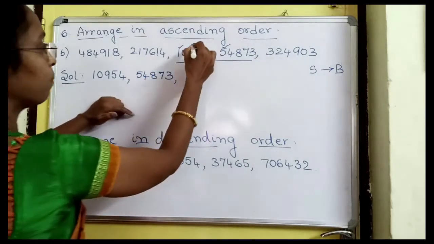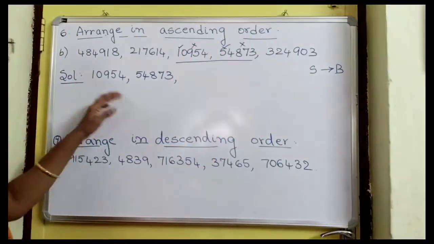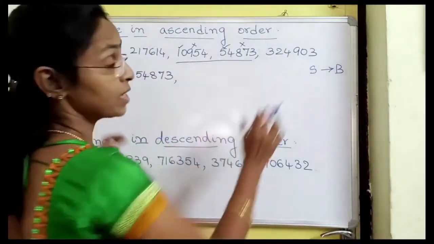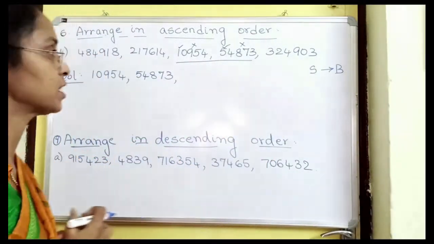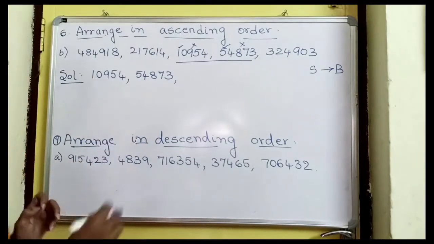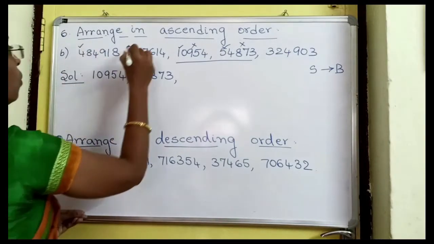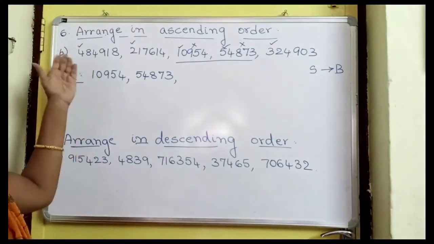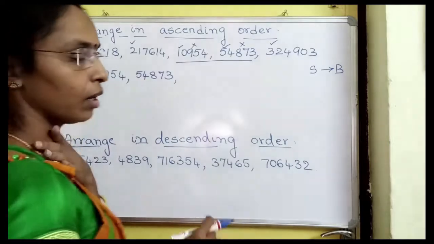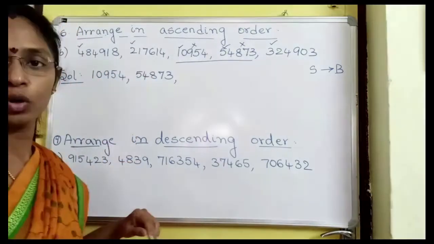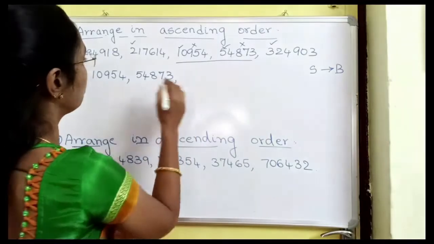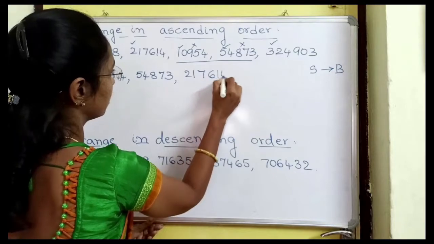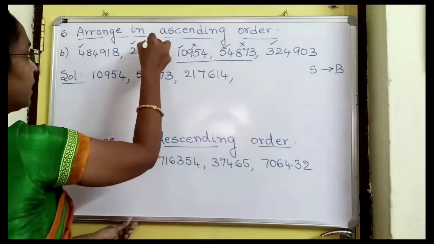Okay children, so we have completed this number and this number. What is left? This one and this one. All three have 6 digits. So compare the highest place values. Here in the highest place value you have 4, here you have 2 and here you have 3. Out of 4, 2 and 3, which is the smaller number? 2. So you have to write the number starting with 2. So write down this number, 217.